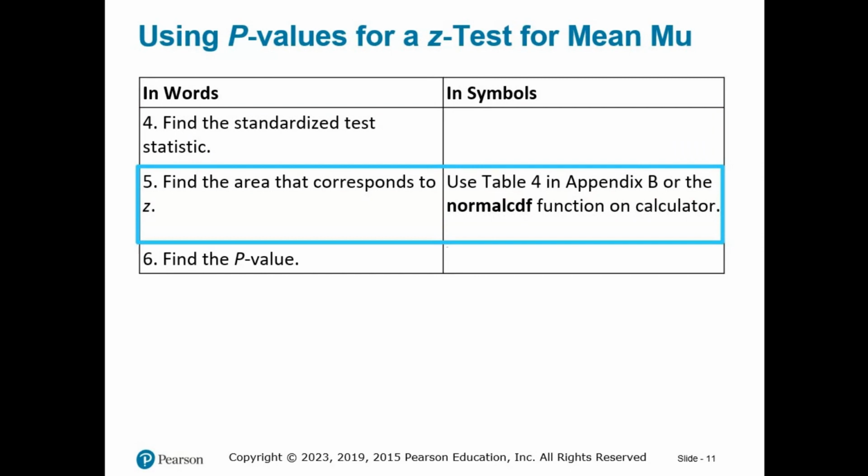During this process, we'll be using normal CDF on the calculator or the table to find the area that corresponds to Z. During this process, we will identify the p-value. Sometimes this will be the same as the area, sometimes it will be twice the area, depending on whether we have one or two tails.